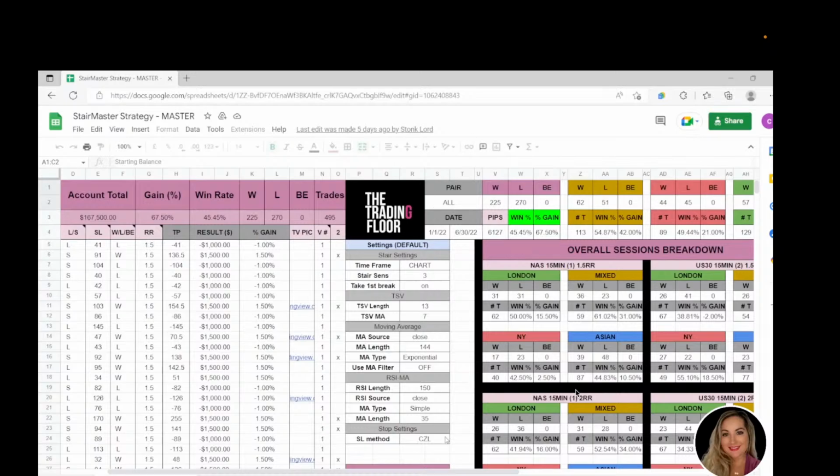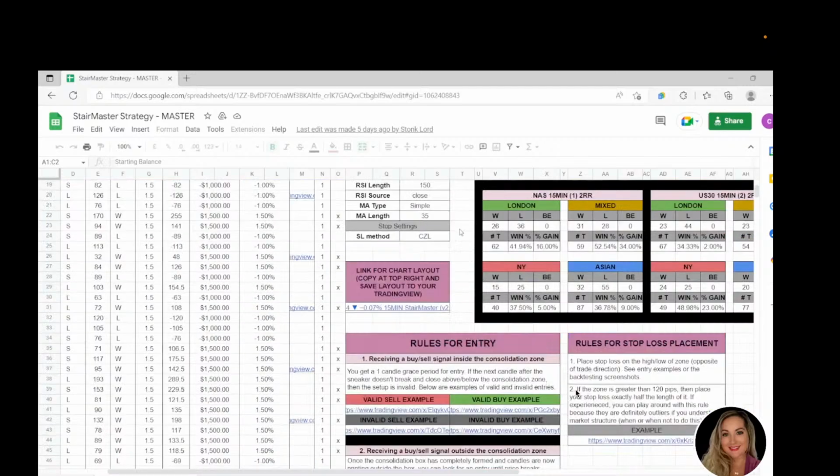What you'll see down here for stop loss settings, it says stop loss method. CZL means consolidation zone live indicator. It is default settings. In order to keep things a little more condensed and organized for you guys, you will also now see that rather than having the templates separate, we are including them in the backtesting sheet. So all you have to do is click on this link here.